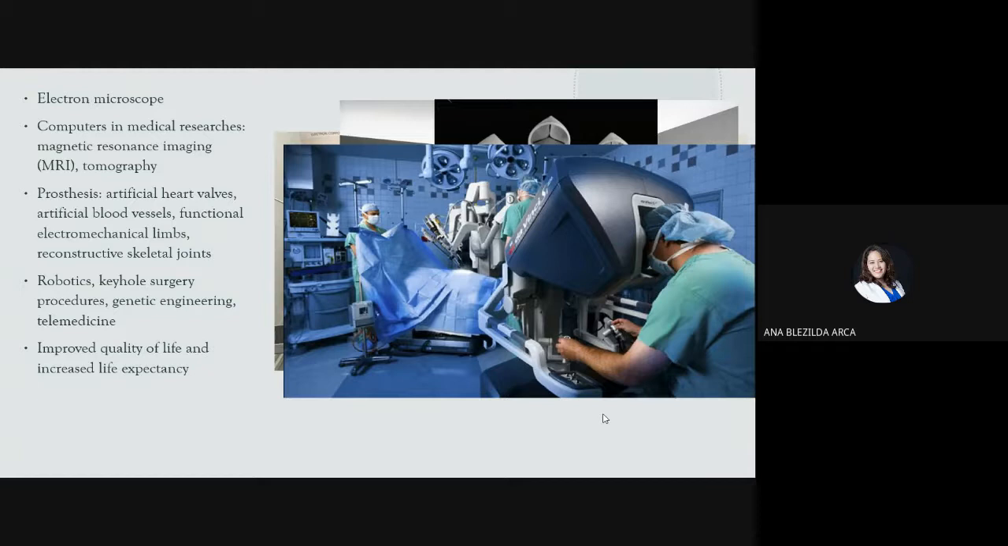Hindi lang sa surgery, pati rin sa testing of analyte in the laboratory. Okay, so meron tayong mga robotics sa ating lab. And of course, genetic engineering and telemedicine.